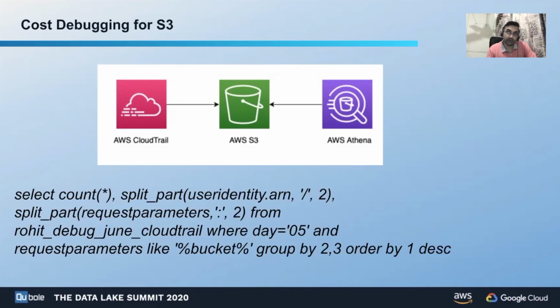Like we have a cost reporting dashboard where we can go and see, and also have an alert if the cost of S3 has increased per user, per IAM role, etc. per day. Right. As I said, this is for storage.